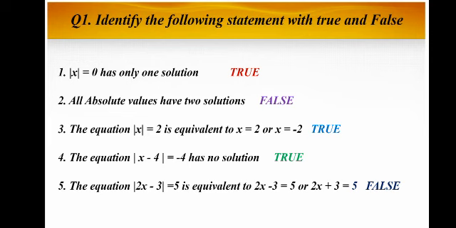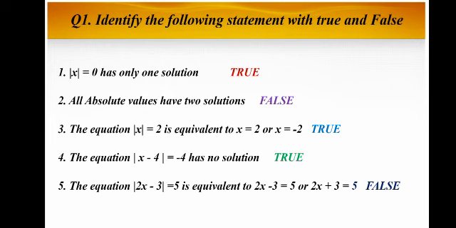So it can be written in x is equal to 2 or x is equal to minus 2 form. So this statement is true. Fourth statement: the equation absolute x minus 4 is equal to minus 4 has no solution. In the previous slide you have studied that the absolute value must always be greater than or equal to 0. So if it is less than 0, the solution does not exist. So that's why it has no solution, and the statement is true.